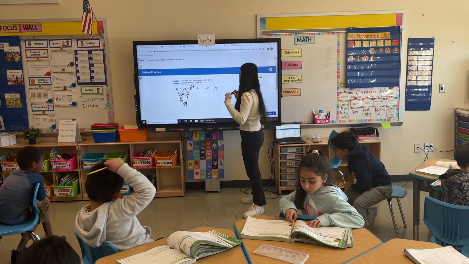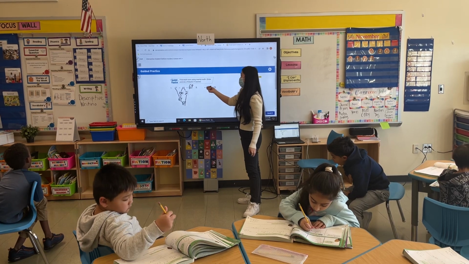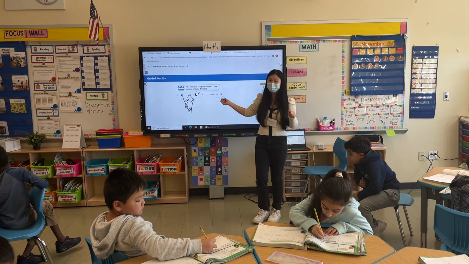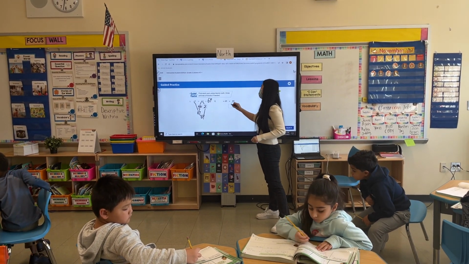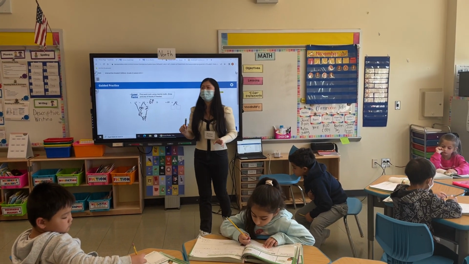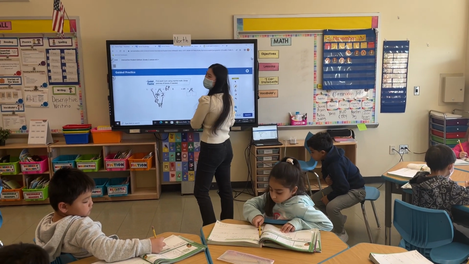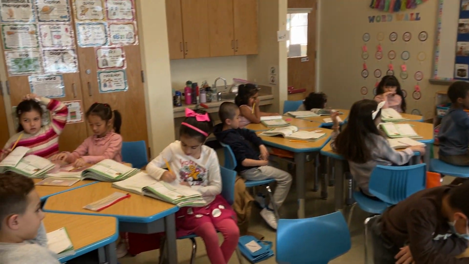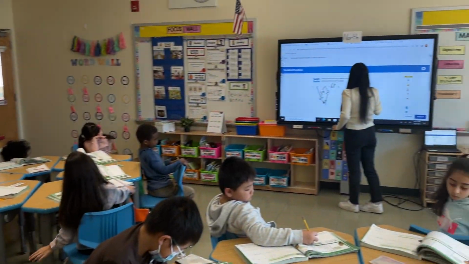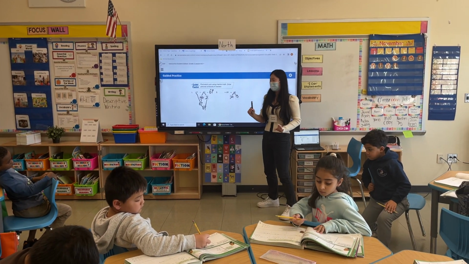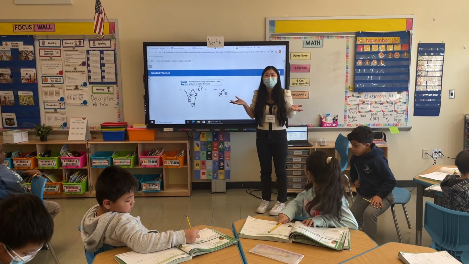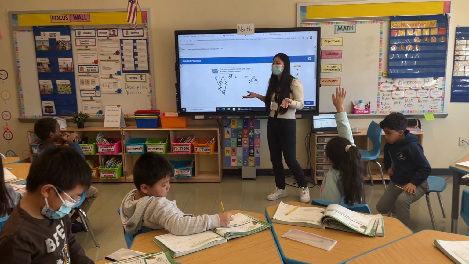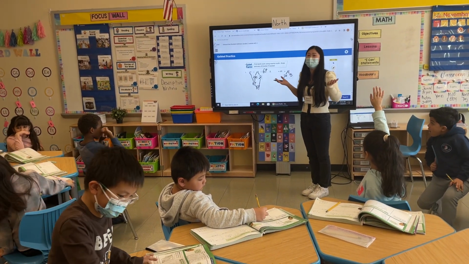We have another one. We can either do it by breaking apart 69 or we can do 29, but now we're doing 23. So how can we break 23? Josh. 20 and 3. 20 and 3, good job. So Josh said 20 and 3. What can we do next? What is the process of next step? Can someone help me?